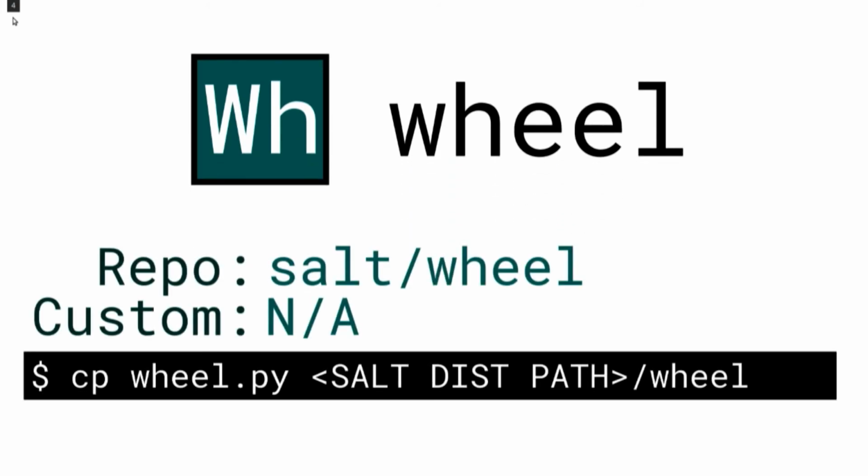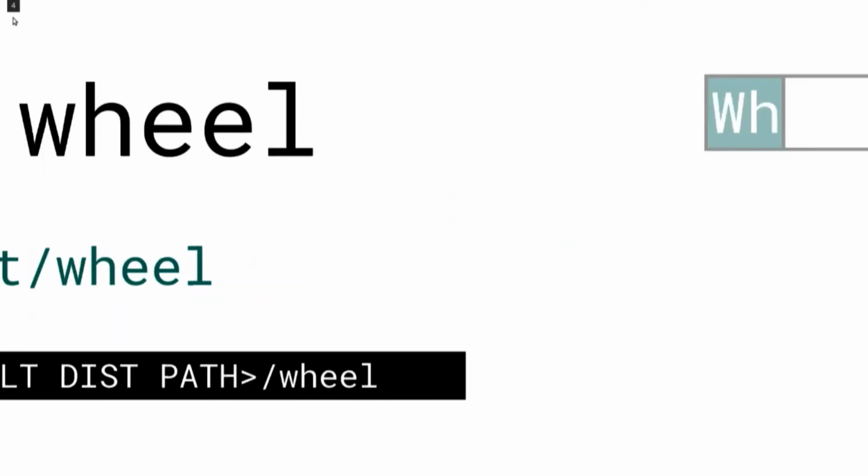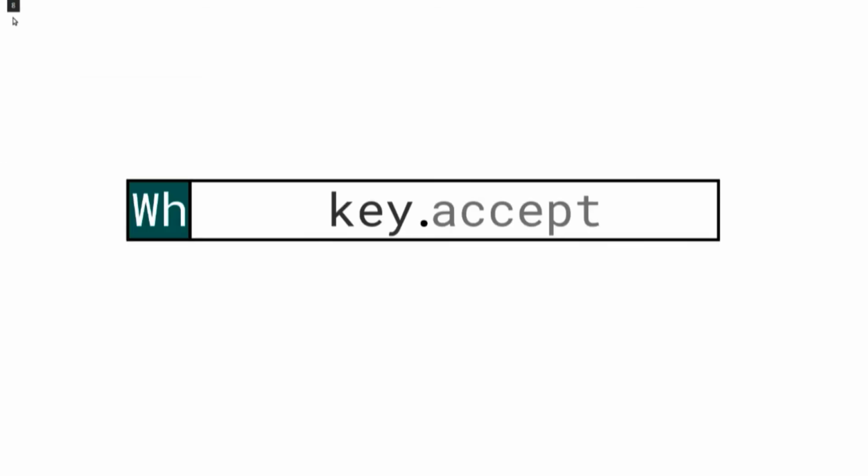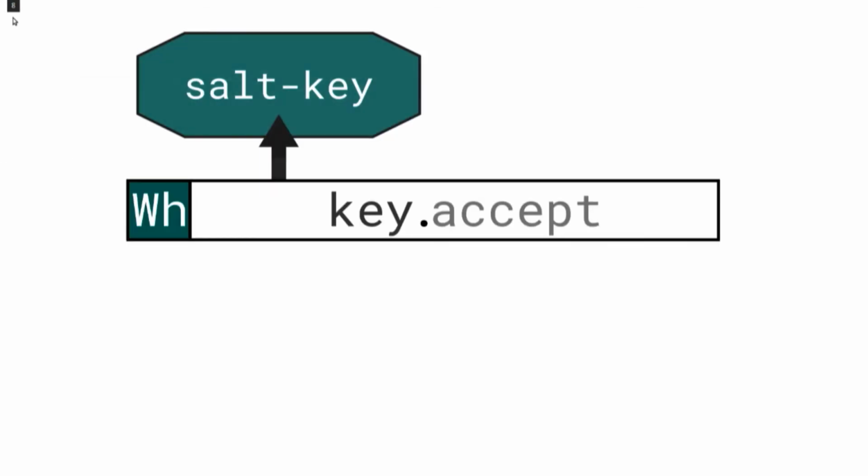I'm going to kind of skip the wheel module here. Wheel module is kind of mostly useful for internal Salt stuff. The main thing I want to point out is how it's reused in Salt. So we've got our key.accept. We've got our key module in the accept function. That's used, of course, by salt-key.